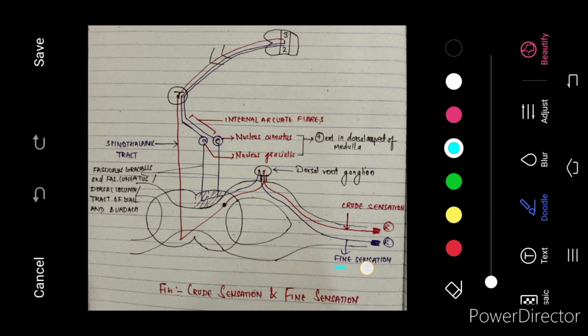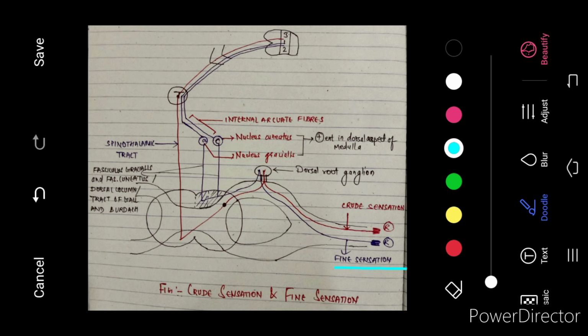Now let us talk about the fine sensation. So the fine sensation, as we have already discussed, has 5 types, that is tactile localization, tactile discrimination, stereognosis, vibration and proprioception.